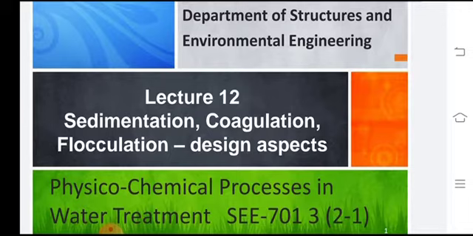Earlier we studied that sedimentation has different types, but today we will only focus on the designing of a plain sedimentation process in which discrete sedimentation is taking place. The other types have different design parameters, but today we will only talk about plain sedimentation and its designing.